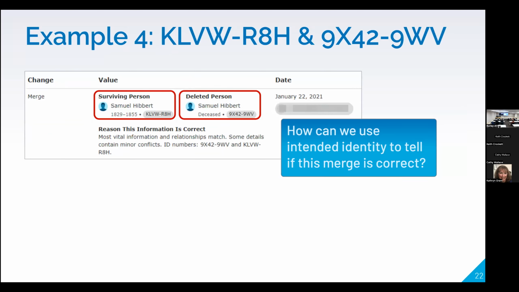So let's look at example number 4. This is a little bit more convoluted, but I think to that degree, it's also more useful. So we're going to talk now about how to use intended identity to tell if a merge is correct or incorrect. So here we've got two guys named Samuel Hibbert. This again is an entry from Samuel's changelog showing a merge. And this guy, R8H, is the surviving person. He's the person we see in Family Tree.